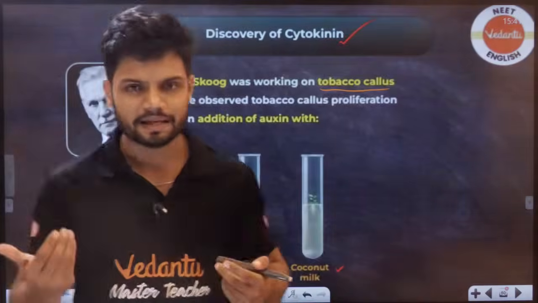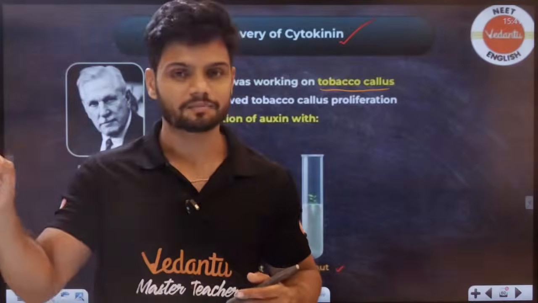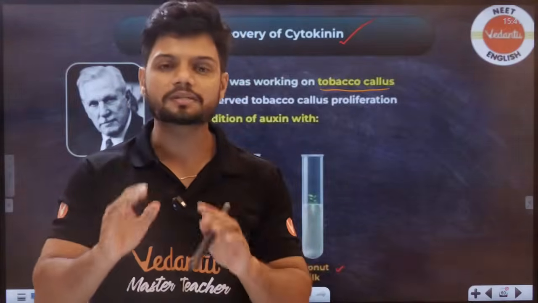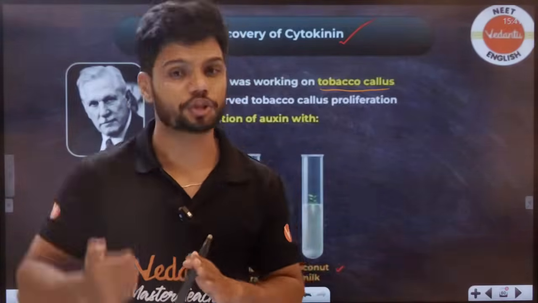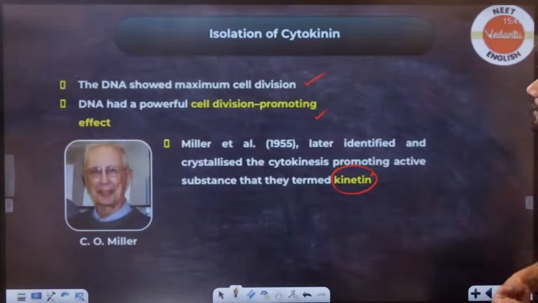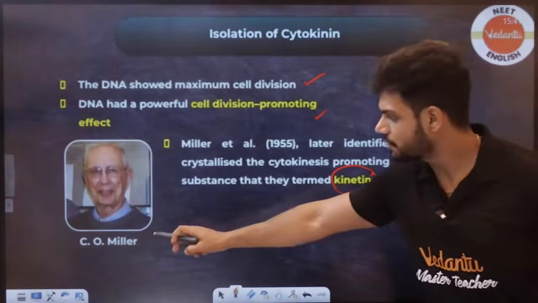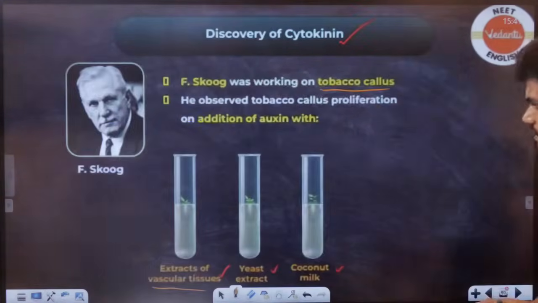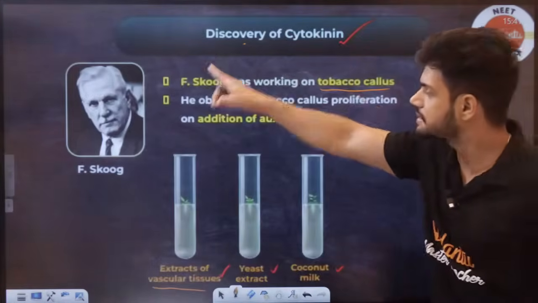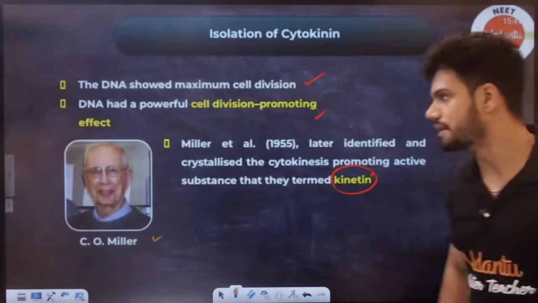And later he realized there was one hormone which is common everywhere, that was cytokinins, because cytokinins promote cell division. Okay, cytokinins promote cell division, students. Now students, who did the isolation? Isolation was done by CO Miller. So Skoog did the discovery. Discovery is Skoog. Okay, isolation by CO Miller.